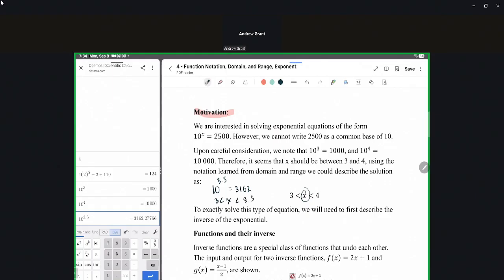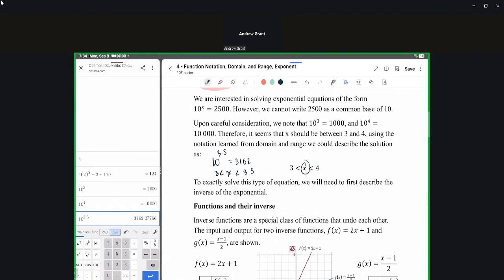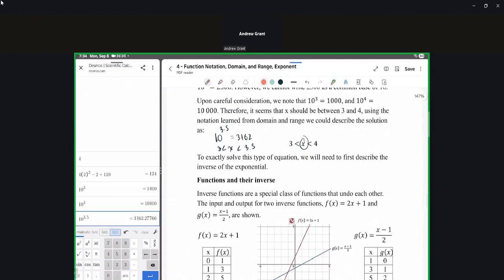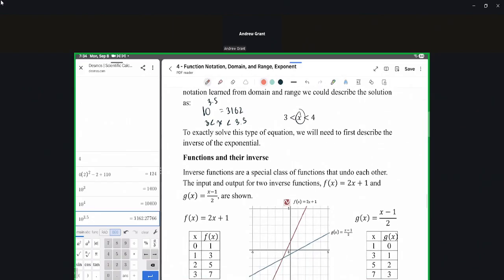We can keep trying to guess this, but guess and check is not really what we want to be doing. We need a more formalized method to help understand this, and so we're going to talk about the idea of an inverse. Inverse functions are a special class of functions that undo each other.